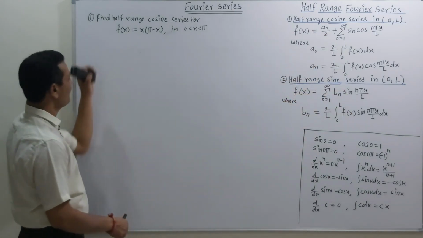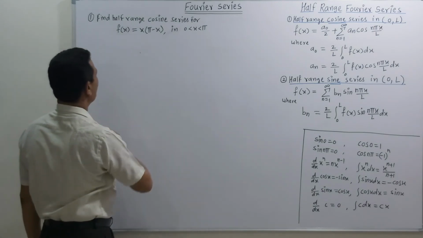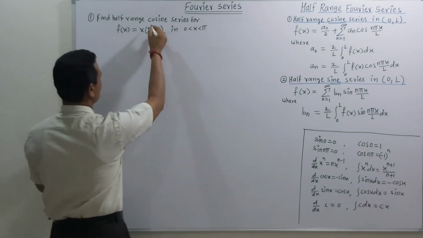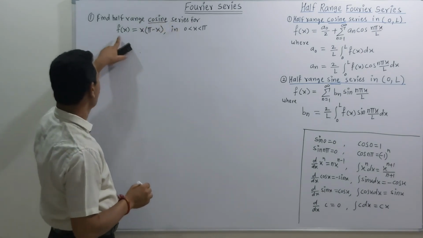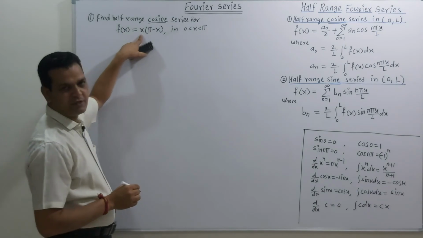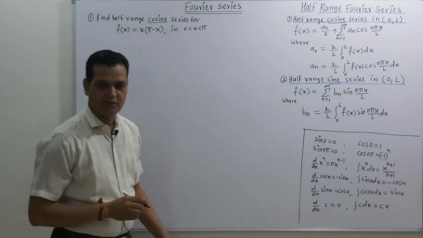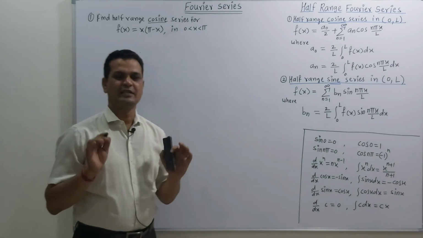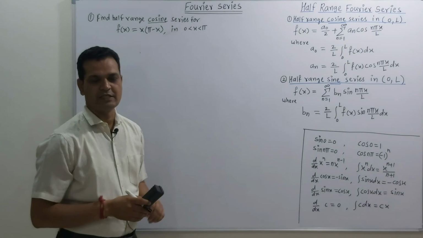Now let's take the first example. The first example is: find the half range cosine series. So this word is important. Find the half range cosine series for the function f of x is equal to x times (pi minus x) in the interval 0 to pi. So this is the first example. This example is very straightforward. The question is given: find the half range cosine series.